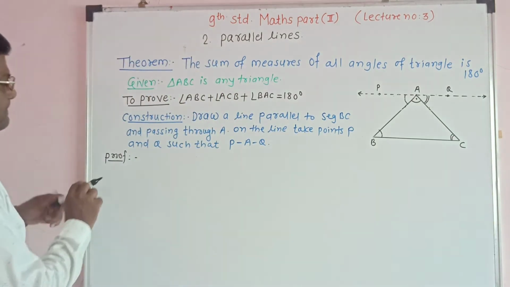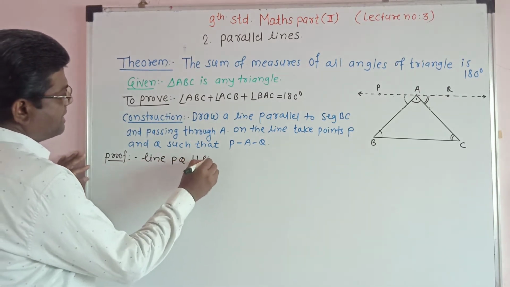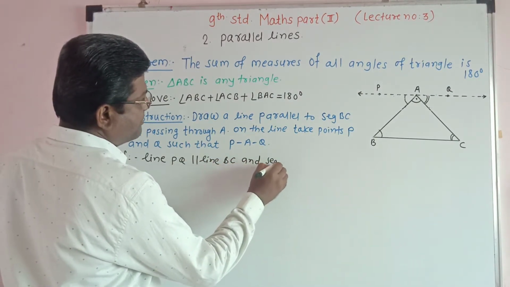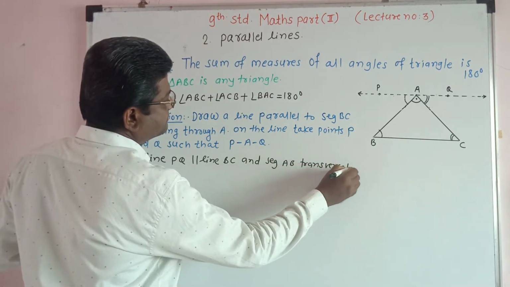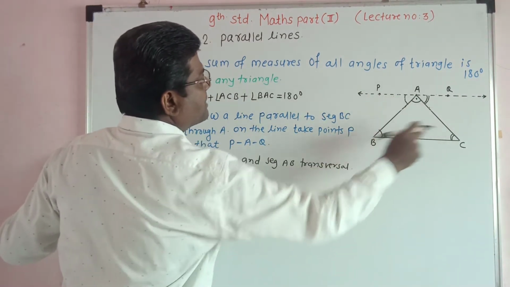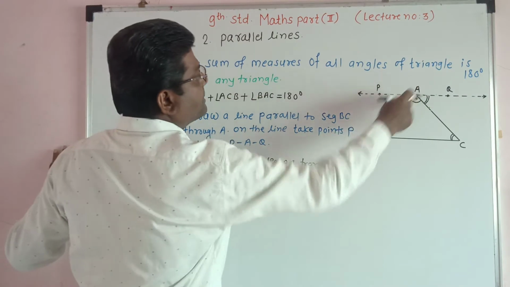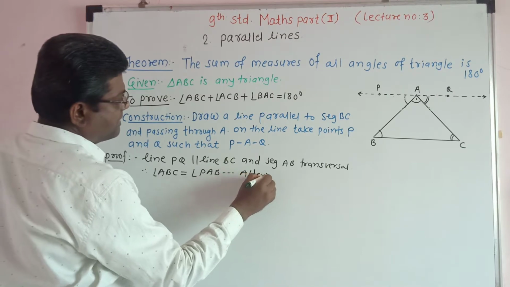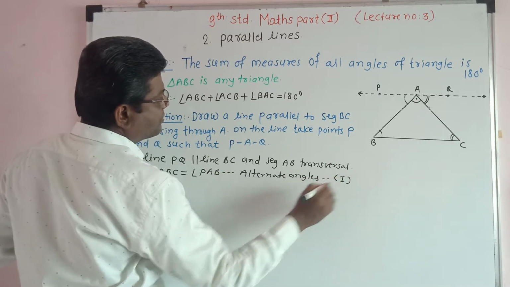So we write here: line PQ parallel to line BC and segment AB transversal. Therefore angle ABC is equal to angle PAB, alternate angles. Let this be equation number 1.